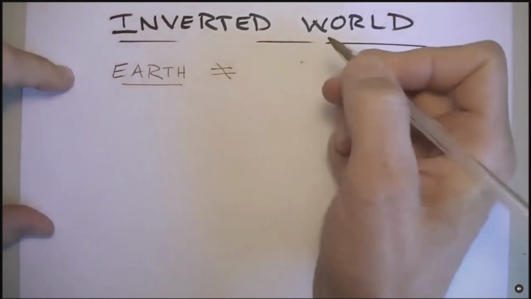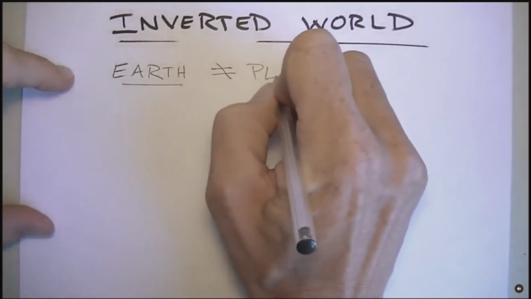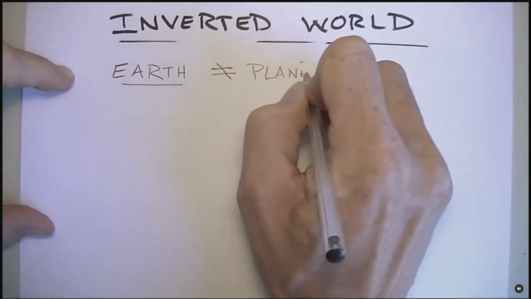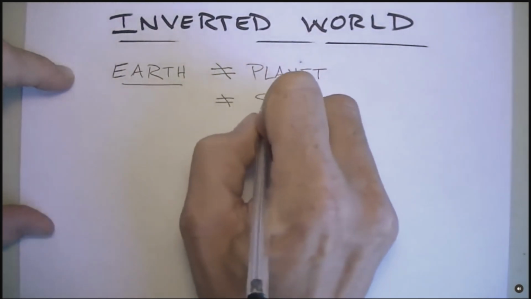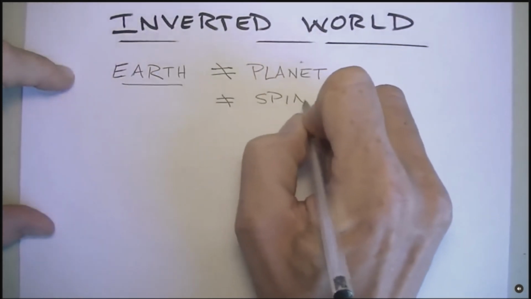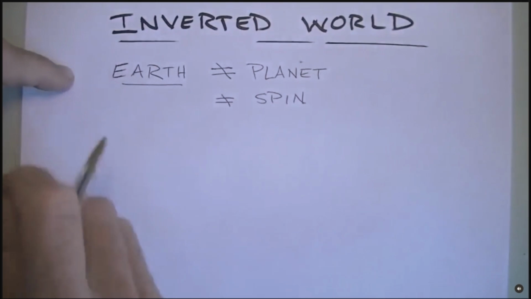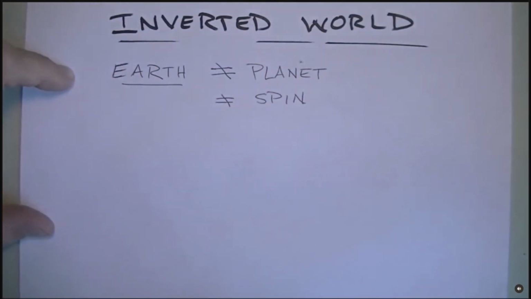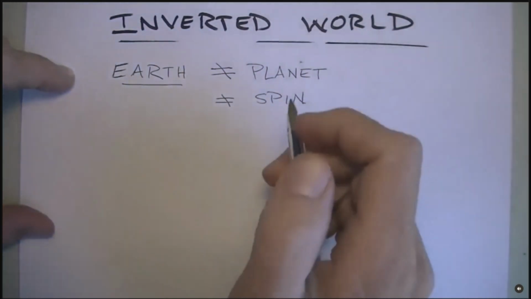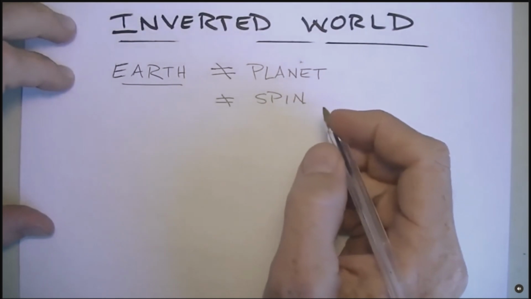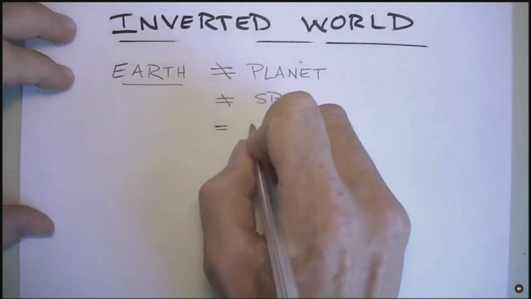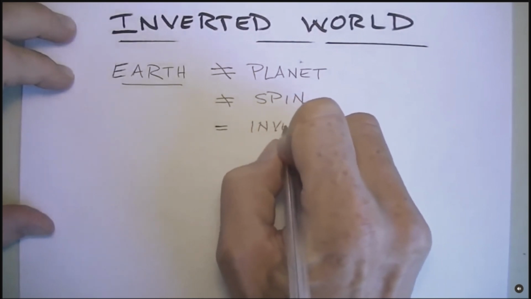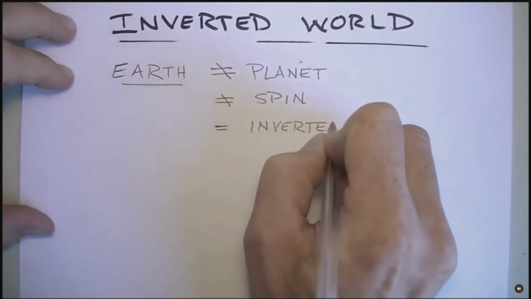Earth is not a planet. Okay? Earth does not spin. There is no spin to the Earth. Regardless of what you've been told, it's a lie. It's not true. There is no spin to Earth. Earth is inverted. What does that mean, inverted?